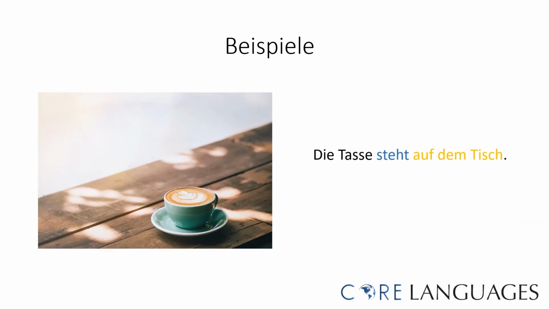Die Tasse steht auf dem Tisch. The cup is sitting on the table. Literally, the sentence would mean the cup stands on the table, but that wouldn't make sense in the English translation. The preposition is auf, and der Tisch, the table, is in the dative case.